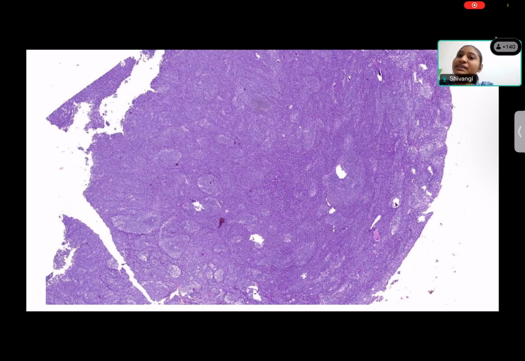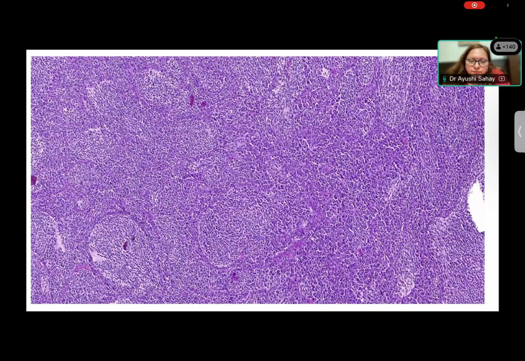We are able to see some moderately cellular nodular areas along with hypercellular areas. So basically, you are seeing some nodular areas and hypercellular areas in between. Yes, ma'am. So at this power, anything in addition?